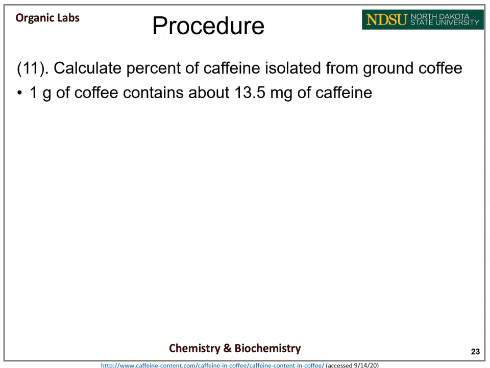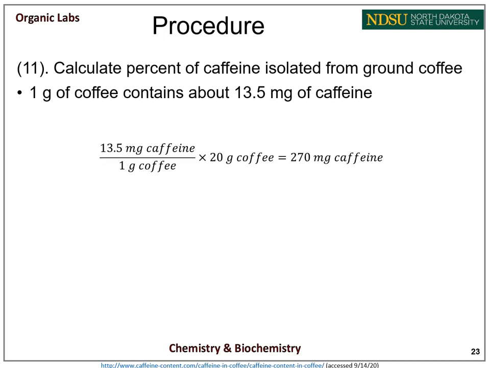Step 11. Calculate the percent of caffeine that you isolated from your ground coffee. You can do this using the fact that 1 gram of coffee contains about 13.5 milligrams of caffeine. So then you could say 13.5 milligrams of caffeine per 1 gram of coffee multiplied by 20 grams of coffee, since that's how much was used in this experiment, to find that the possible amount of caffeine that you could extract from all of this coffee is 270 milligrams of caffeine.